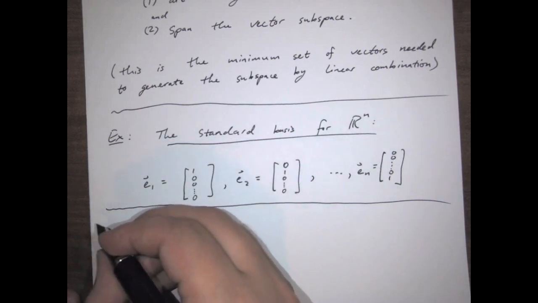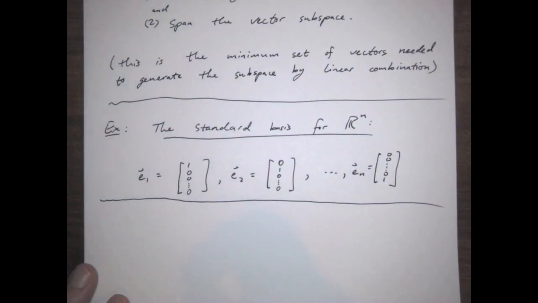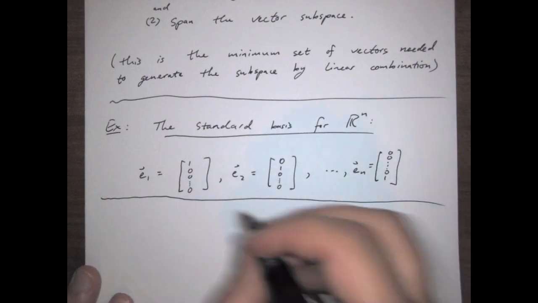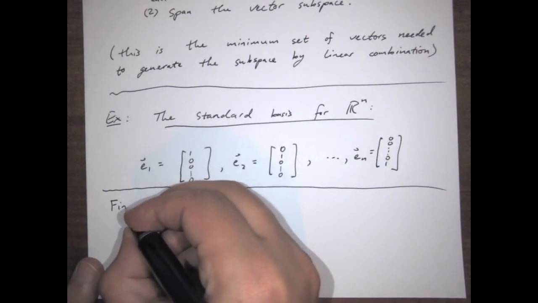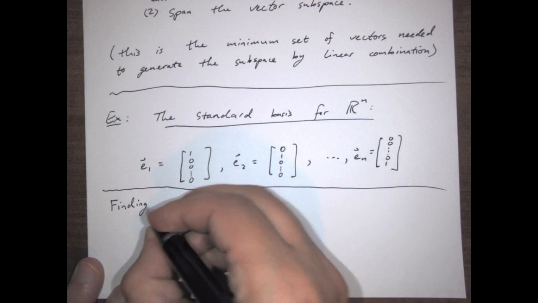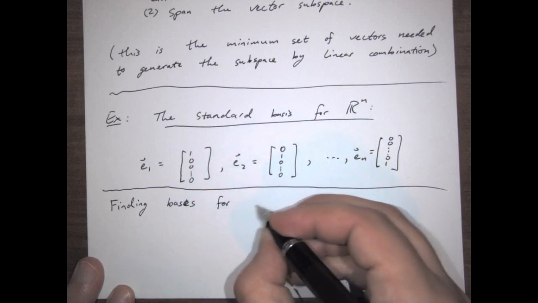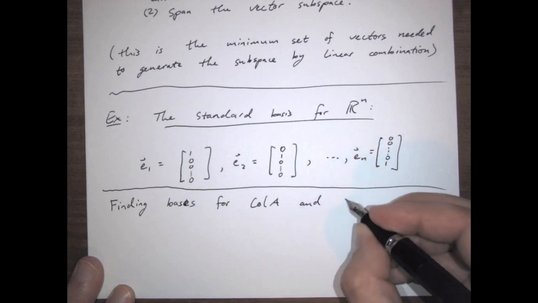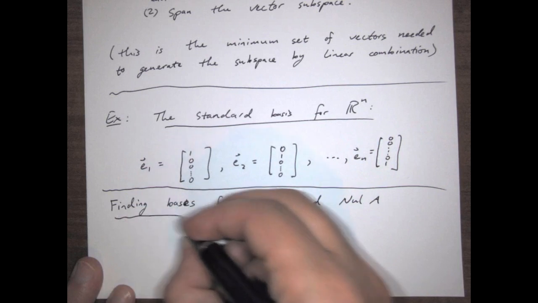Now, when we're talking about a smaller subspace, what is called a proper subspace of Rn, such as the column space or the null space, then we have to do something special to find the basis, and that's going to be one of our main tasks here. So finding bases, it's the plural of basis, bases for col A and null A. That's the task.